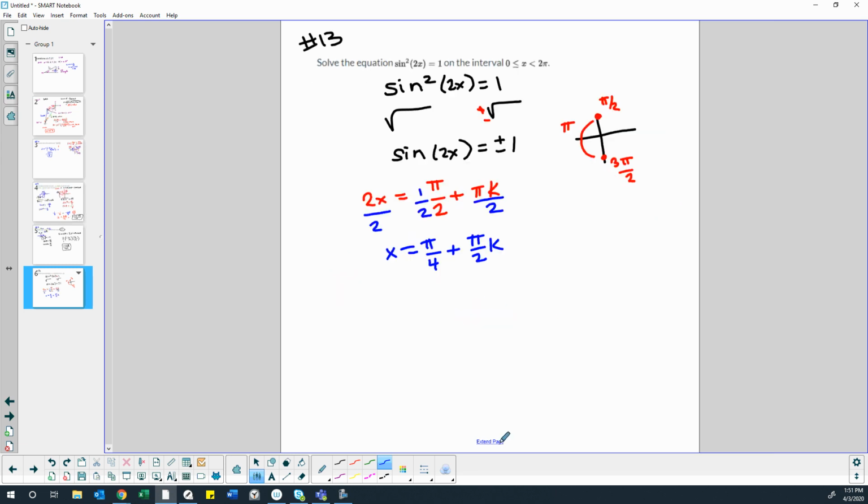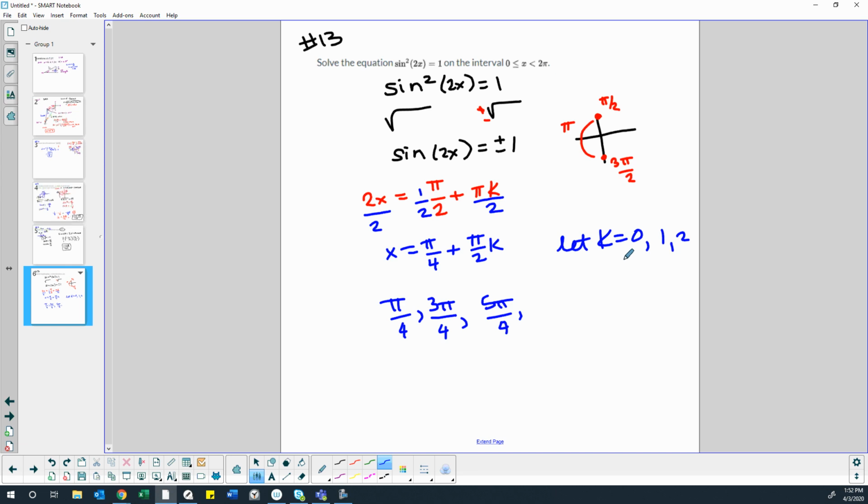All right, now we get to use that to find our answers. So let's let k equal 0. So if k equals 0, the answer is pi fourths. If k equals 1, then we're adding pi fourths and pi halves, which is 3 pi fourths. And then if we let k equal 2, we're adding pi to this, so that would be 5 pi fourths.